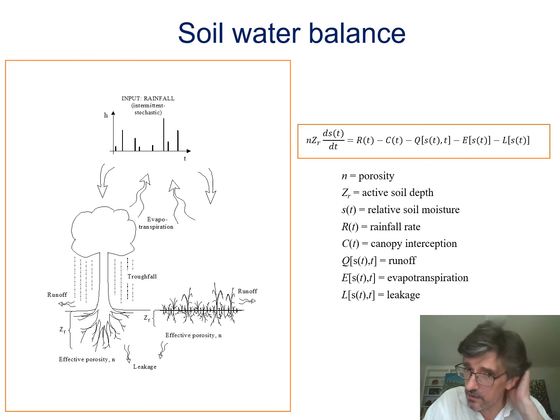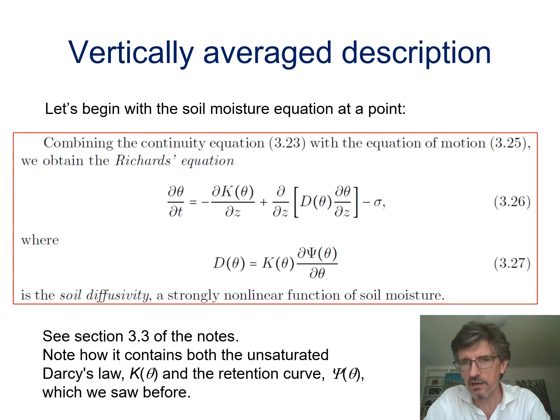So how is this equation related to the Richards equation? Well, as I said, it's related to it by an operation of averaging vertically over ZR. So we start from the equation here. This is just what we saw, and then we average, integrate basically, between Z at the surface, 0, and Z at the bottom of this layer, ZR, and see what happens to all the terms.